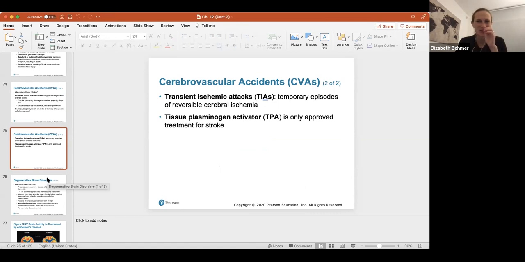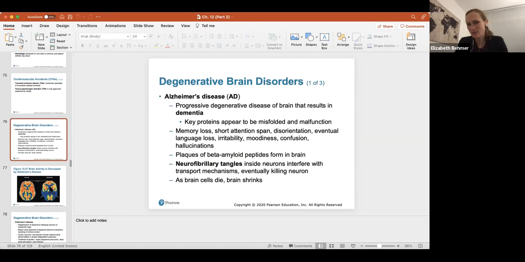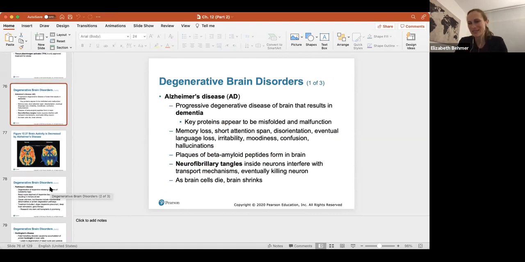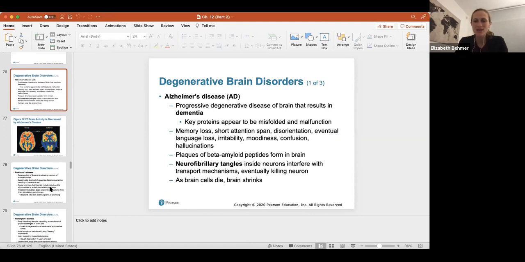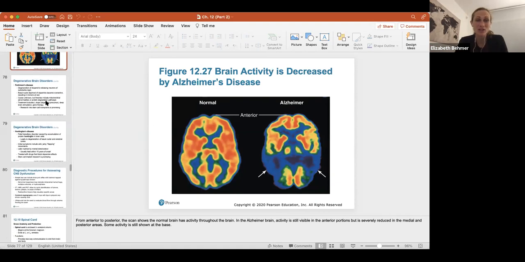Again, I won't ask you too many questions about all the disorders, but it is interesting to note that Alzheimer's disease is a progressive, degenerative disease that results in dementia, memory loss, and short attention span. Basically what happens in Alzheimer's is the brain cells are dying and shrinking, and there's really no way to regrow those brain cells. In scans comparing a normal brain and an Alzheimer's brain, you'll see the brain shrinking in size as those brain cells die off, which is incredibly sad and hard to watch loved ones go through.